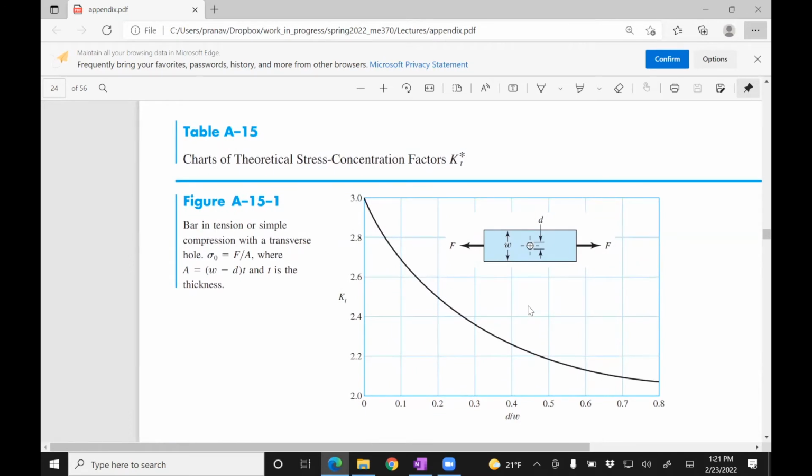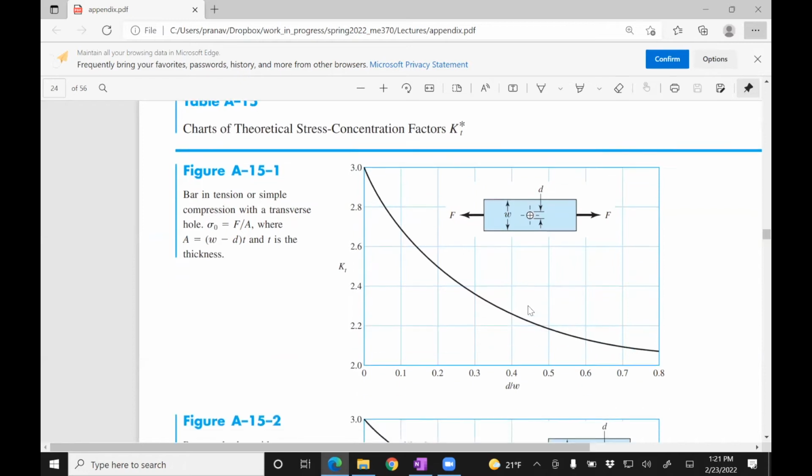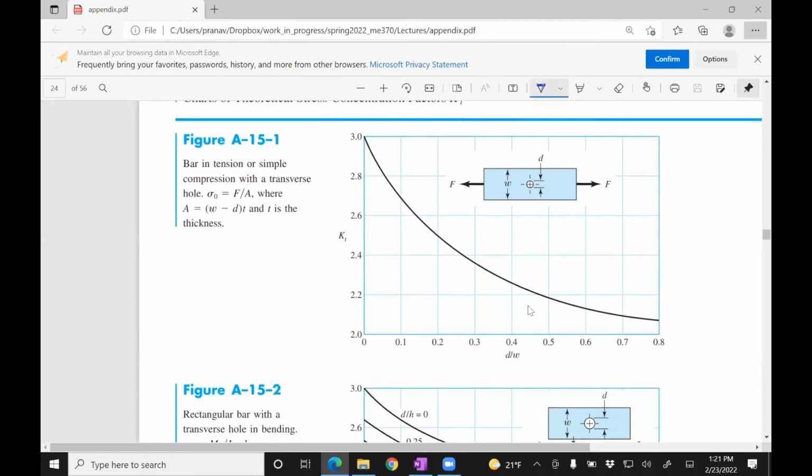Now, if you assume there was no hole there, and you loaded that specimen with a force F, the stress produced in that rectangular bar is going to be sigma 0 equals F divided by A, where A is the cross-section area. So in this case, it's going to be the W, which is shown there, and the thickness, which is not shown. It's in the plane of the paper. So W times T. So that will be how you compute sigma.